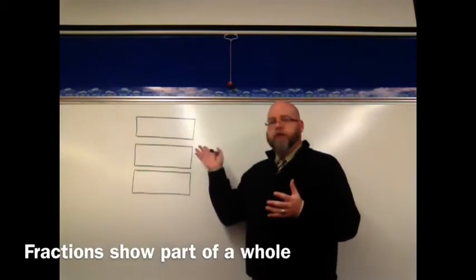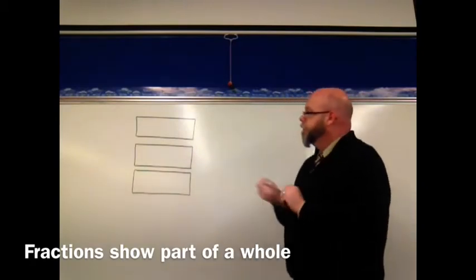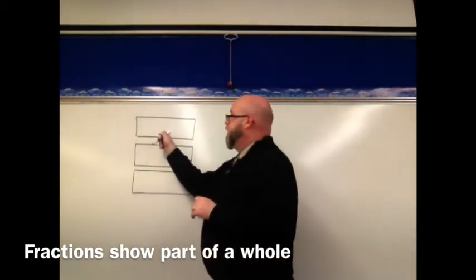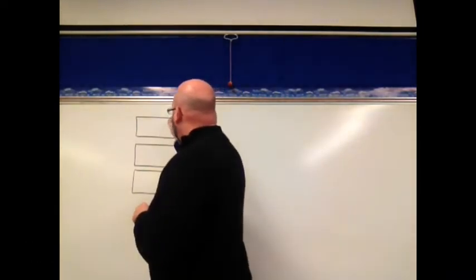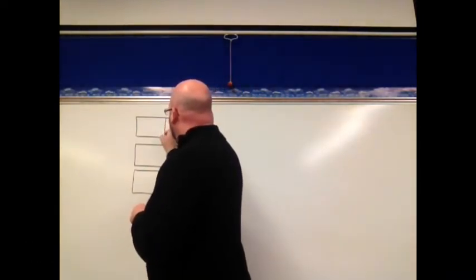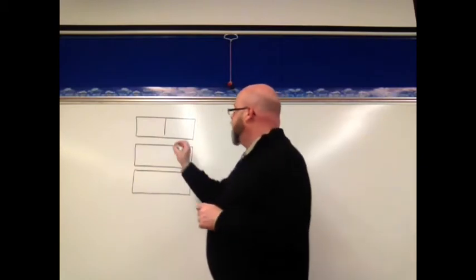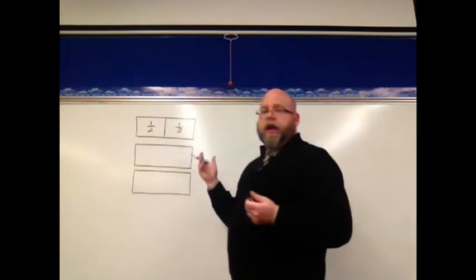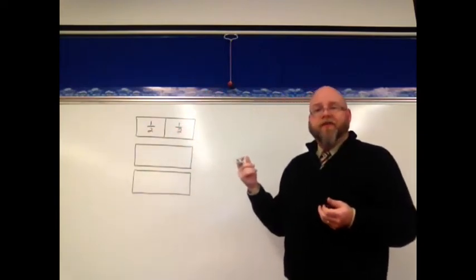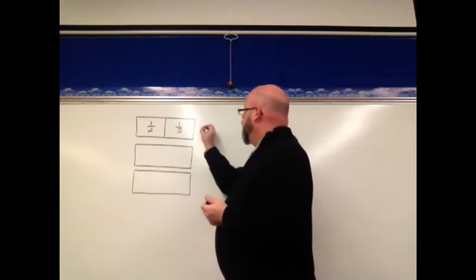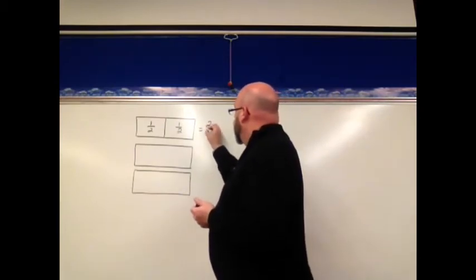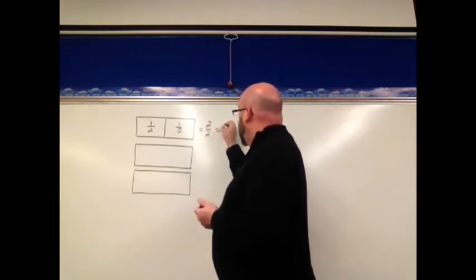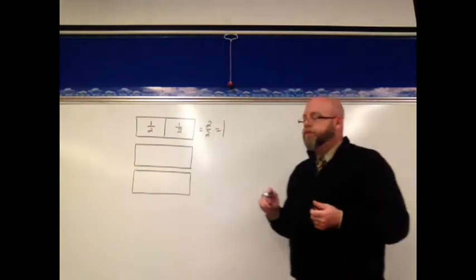Let's take a look at these three wholes that I've drawn here. If I'm looking at this piece and I divide it into two segments, I know that each segment is 1/2. 1/2 is part of a whole. Together, these two halves equal one whole.